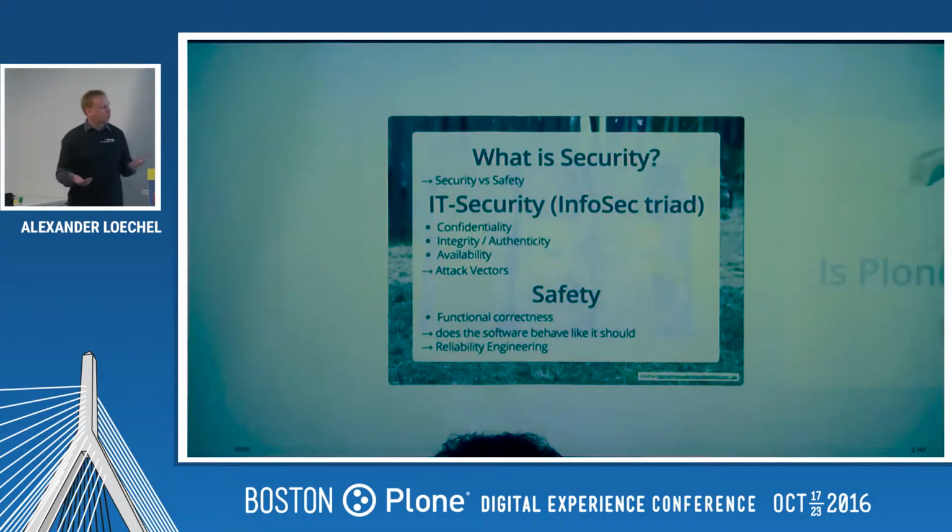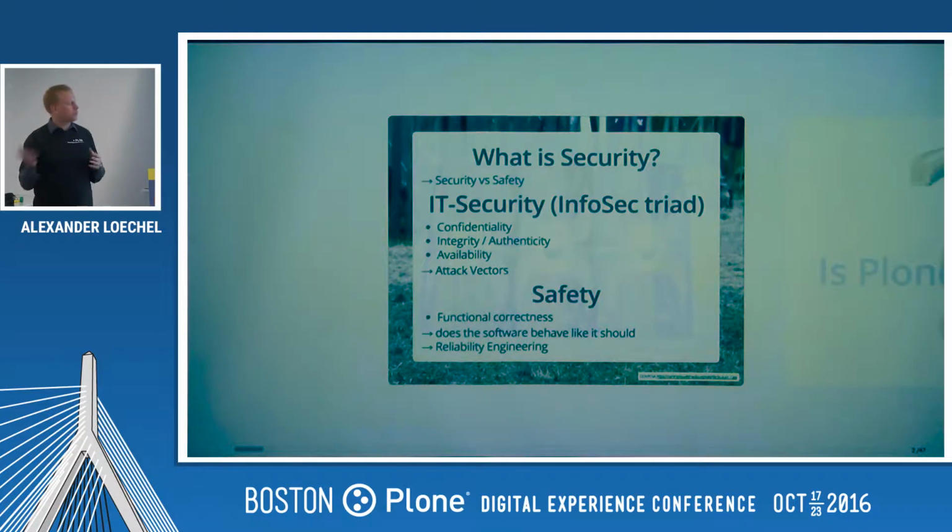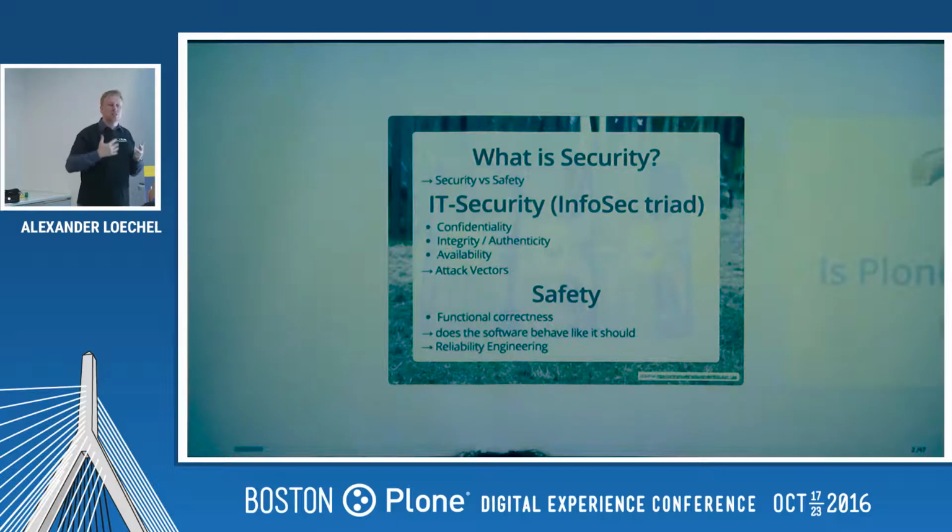First of all, what is security? The two parts, IT security and safety. Normally we speak about the infosec triad: confidentiality, integrity, availability. Those are the attack vectors that normal systems could apply to. The other part is safety, so the functional correctness. Does the software behave like it should? It's all about reliability, so that it works how it should.